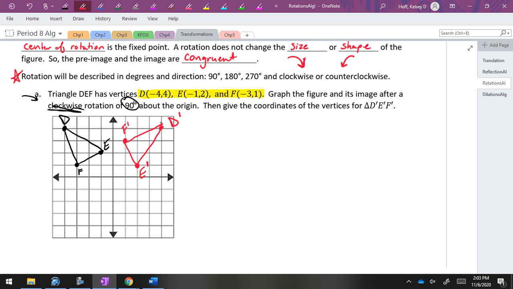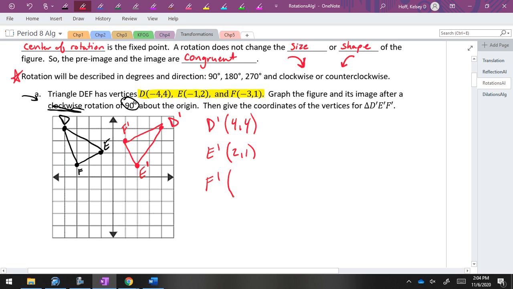Now we got to write those points. Take a minute. The points that you've plotted now, tell me where they're located. Tell me where D prime, E prime, and F prime are located. D prime is located at 4, 4, E prime 2, 1, and F prime 1, 3. Good job.